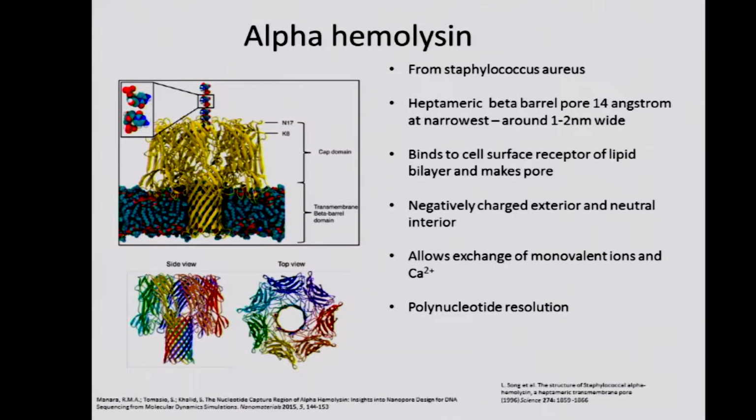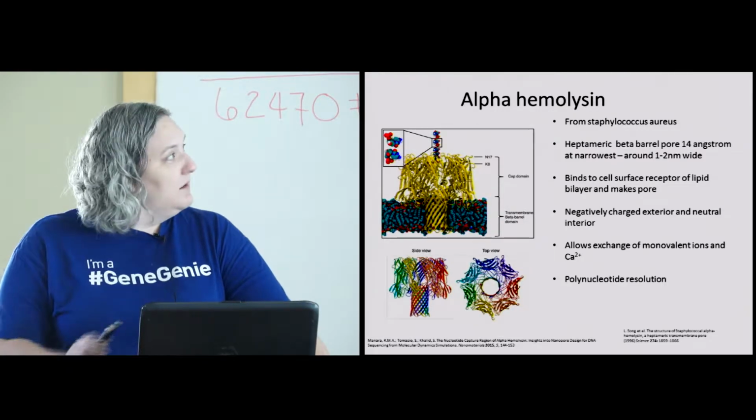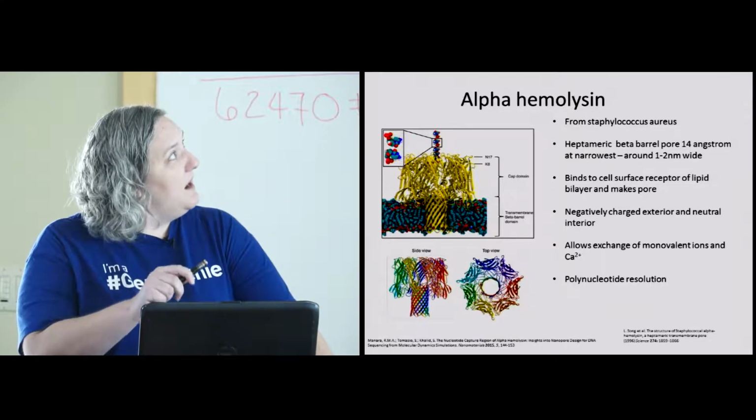it secretes some of this toxin which self-assembles into the membrane of its target cells, allowing for the movement of monovalent ions and calcium, ultimately resulting in apoptotic processes. The cell is full of ions, it loses its ions, it lyses, it pops, it's dead. Very happy, Staphylococcus aureus. Now, interestingly, we can pass DNA through this pore.